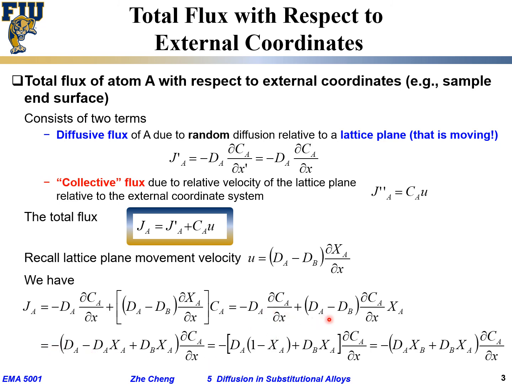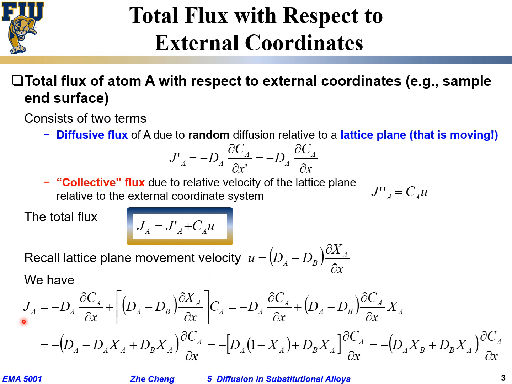The third term, D_B times X_A, what sign? Negative sign. If I'm putting a negative sign in front, that means it has to have a positive sign. And what about this differential term here? The gradient of C_A with respect to x, it's the same, right? So that's this final differential term. And then let's combine this one and this one. D_A, we put in the front, 1 minus X_A, that gives us what? X_B. And the second term, D_B X_A, we keep. So that's what we are going to have.